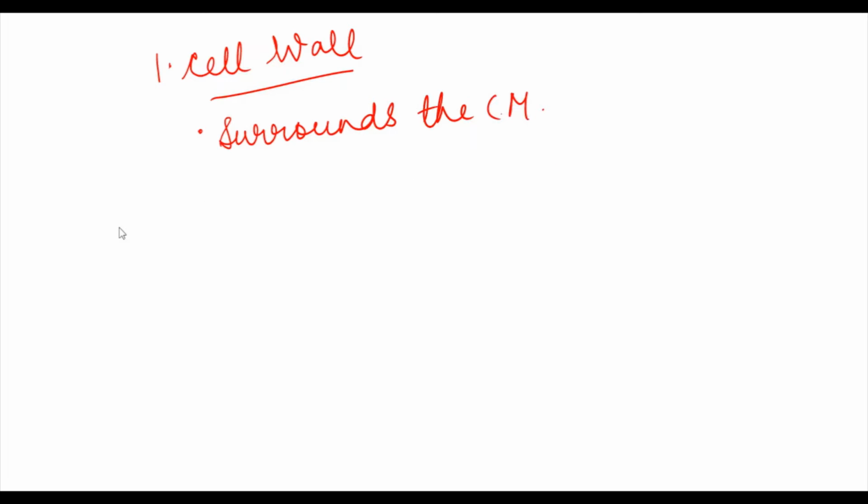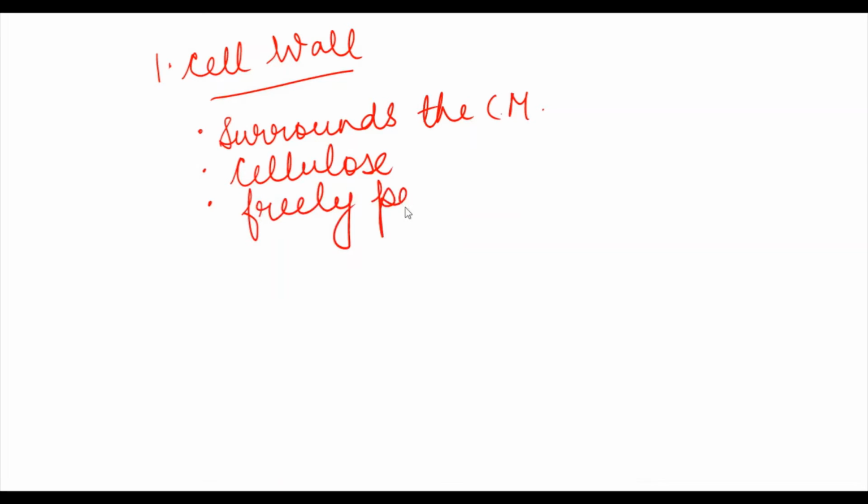I am writing in short in order to save time, children. If I ask you what is it made up of, then it is made up of what, children? It is made up of higher form of carbohydrate, that is called cellulose. Now since the cellulose is freely permeable in nature, so what it does, it makes the cell wall in turn freely permeable in nature. When I say freely permeable, I mean that it will allow the movement of all the molecules irrespective of the molecule being large or small. So it is freely permeable in nature.